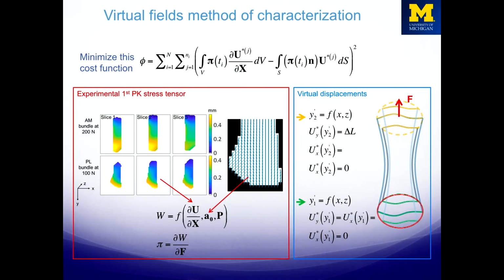Okay, but another way we can go about using these data is with this virtual fields method of characterization. So this comes from the principle of virtual work, right? The weak form of the statement of equilibrium. And it's a balance of the internal work and the external work. In this case, written as a cost function. So Pi is the stress, the PK stress, first Piola-Kirchhoff stress. U star, capital U star, is the virtual displacement field.